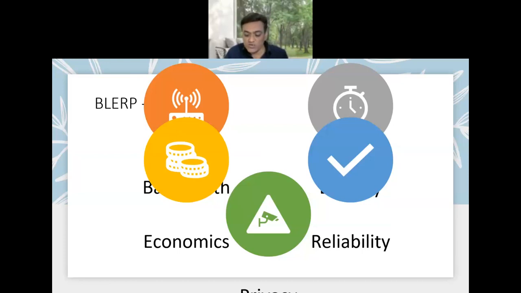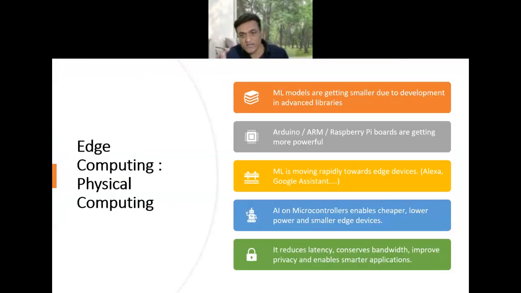So when we are going to run any of the models on an embedded system, we should keep in mind that there is a kind of a BLURB concept. Whenever we talk about an embedded system, usually there is a problem of bandwidth, that it does not have that much capacity to handle that data.